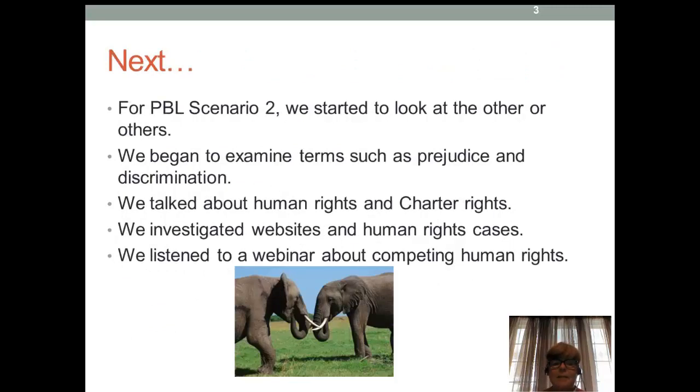Next, for PBL Scenario 2, we started to look at the other or others. We began to examine terms such as prejudice and discrimination. We talked about human rights and charter rights. We investigated websites and human rights cases. We listened to a webinar about competing human rights.